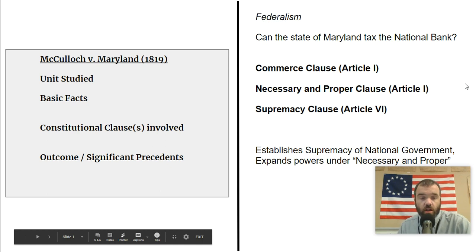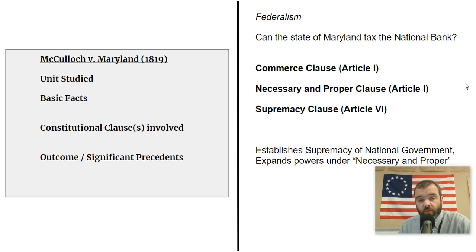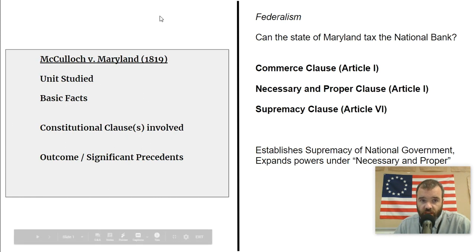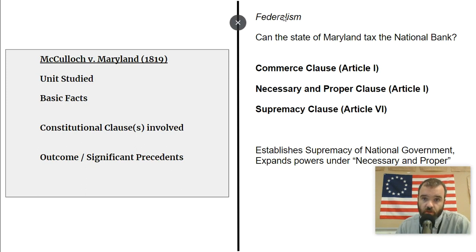So we're going to go ahead and talk about the required cases for our AP exam for the College Board for our midterm. First case is McCulloch versus Maryland. We talked about the McCulloch versus Maryland case in our unit on federalism, and it really establishes important concepts when it comes to the relationship between the state and federal governments.